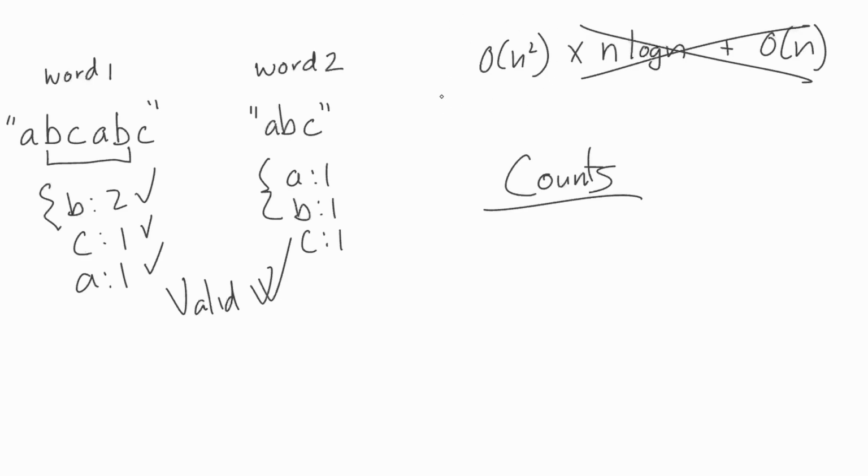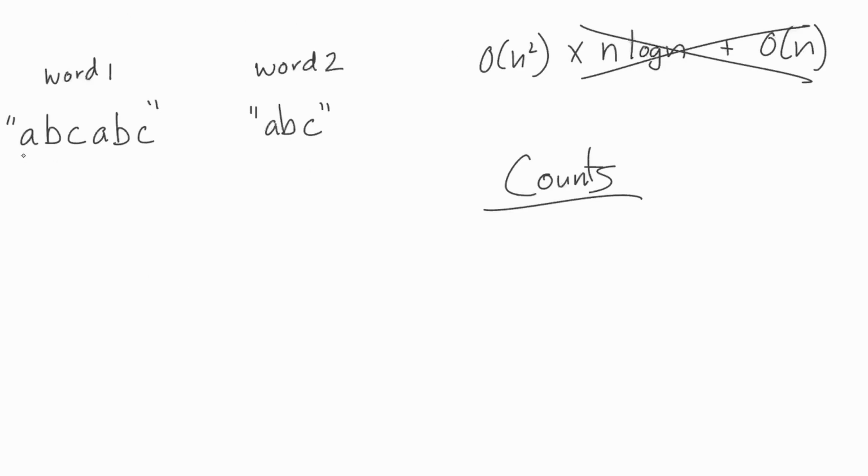So how do we get rid of this? One important thing that we need to observe is that when we eventually find a substring of word 1 that is valid, then every other substring starting at this position will be valid. So what does that mean? Remember, we're comparing the counts.